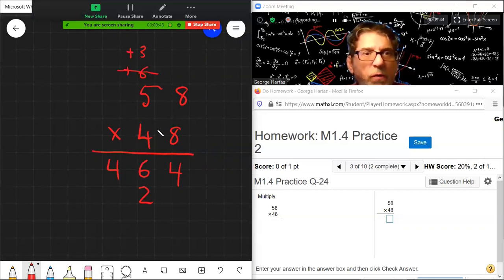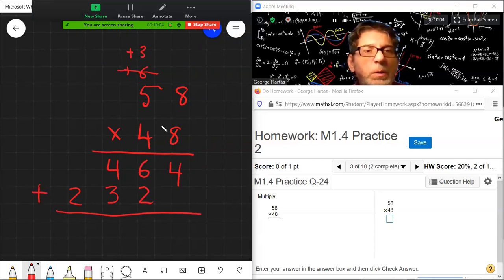Then we're going to say 4 times 5. 4 times 5 is 20. 20 plus 3 is 23. Right-hand digit, left-hand digit. Once you're at this point, you're going to add because we're done multiplying. We finished multiplying. All we got to do is add these numbers to get our final result.